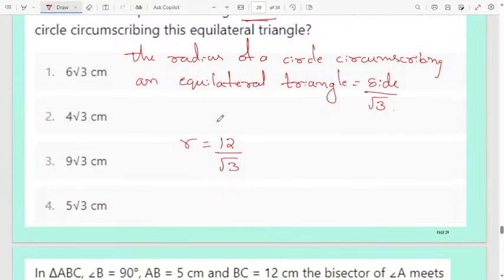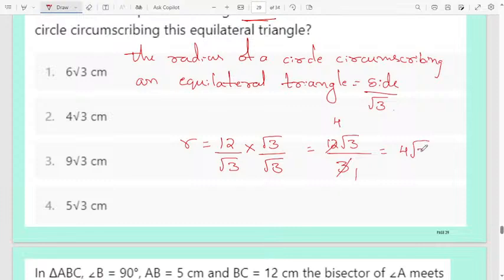Then you have to rationalize this root 3, you don't have any option here. Multiply by root 3 by root 3, this will be equal to 12 root 3 over root 3 into root 3, whole square is nothing but 3. Three fours are 12, so your answer is 4 root 3. Yes, nature, 4 root 3 will be your answer.